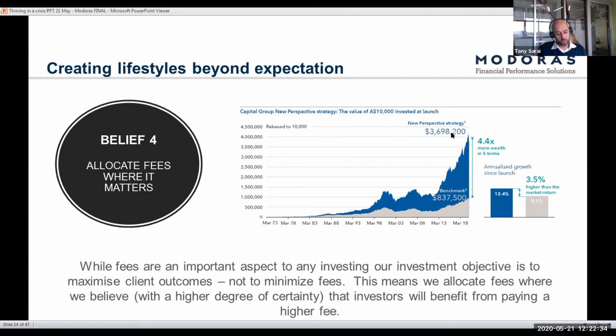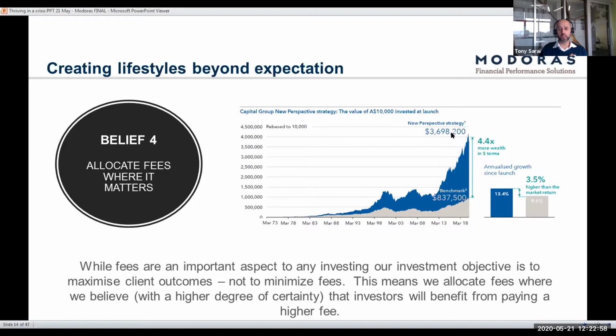and I Googled this before, the cheapest car going around is a Mitsubishi Mirage, and you can pick that up for $13,990. Now, if we were all worried about costs and fees, we'd all be driving the cheapest car. We don't. Why is that? And that is because we want a better outcome. We want maybe in a car better features. Well, that's the same with your investments.